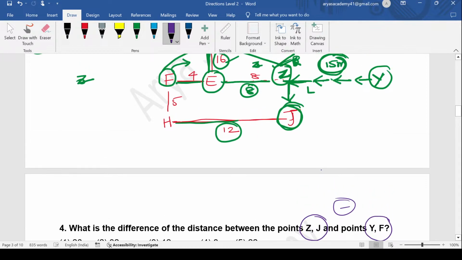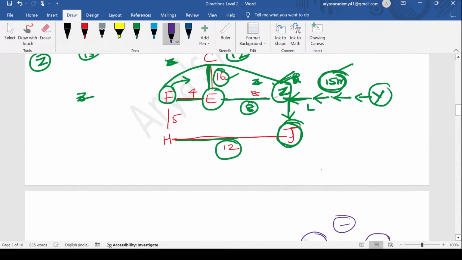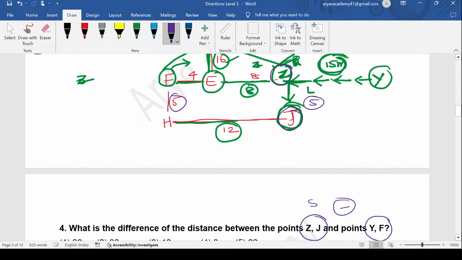So first we will calculate the distance between Z and J. Here is Z and here is J. You already know this distance is how much? 5. If this is 5, this also will be how much? 5. So the distance between Z and J is actually 5.